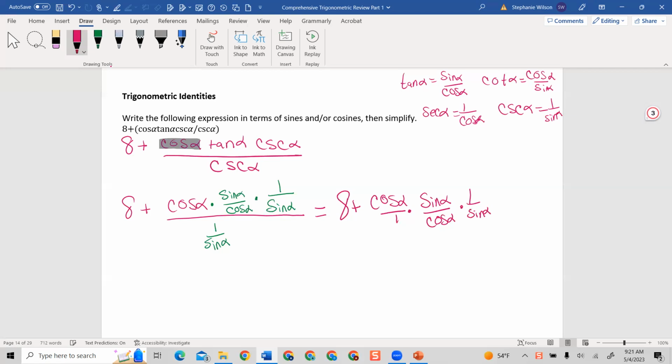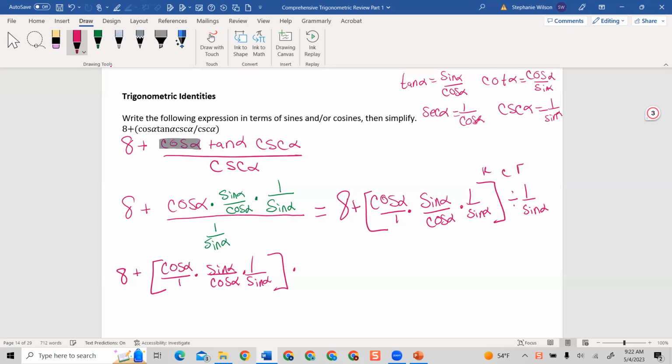And I am going to say it's going to be all times. Well, you know what? I'm not going to skip that step. For those that are a visual person, I'm going to do one more step. All right. Going to keep, change, flip. All right. Now, I have it written this way.